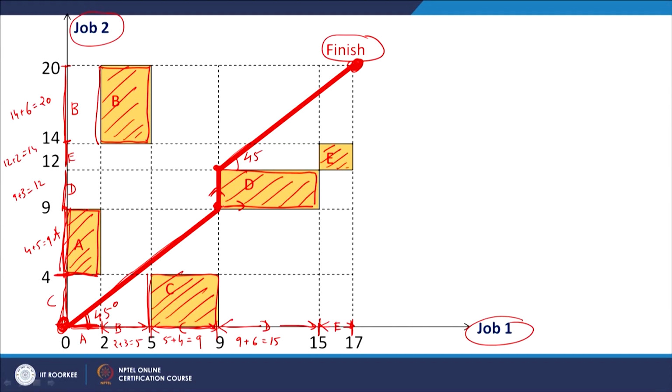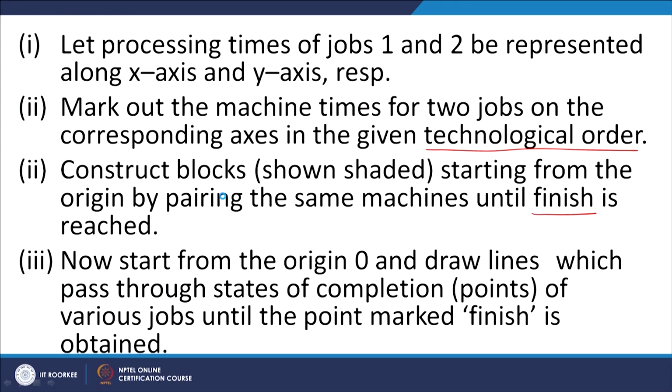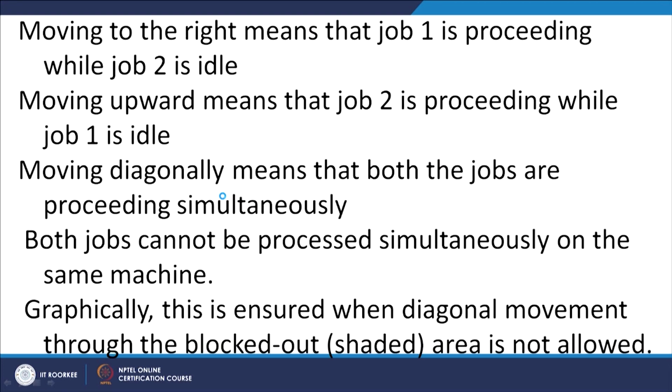If you move to the right, then this means job 1 is processing, and if you move up, that means job 2 is processing. When job 1 is processing, job 2 is idle, and when job 2 is processing, job 1 is idle. Also, moving diagonally means that both the jobs are processing simultaneously.